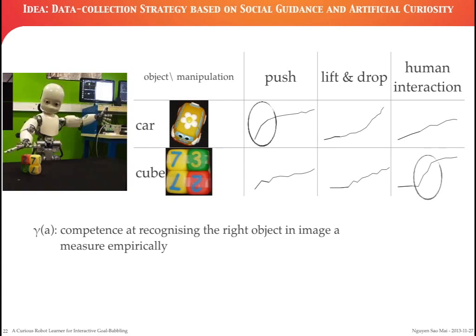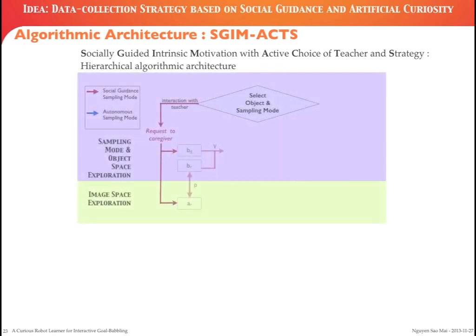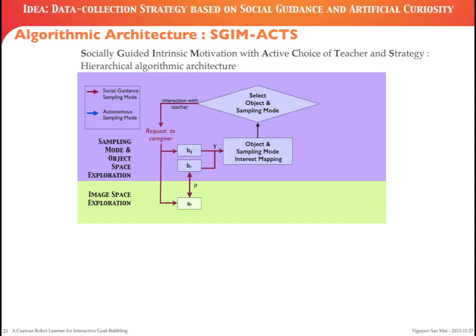So to build this system, we designed an algorithm called SGIM-X, which is an algorithmic architecture for hierarchical learning on two levels. First, it selects the object and the sampling mode that it wants to use. If it learns by interaction with the teacher, it will request it to the teacher, who will show an object B_J. And by showing this object, it will generate an image as input to the robot, which is A_R. And you use your recognition algorithm to recognize it as an object B_R. And the difference between the real identity of the object B_J and what you thought it was will give you the competence measure of how well you could recognize B_J. And this will give you the measure to fill in that table of competence interest mapping and to compute the progress, so that at the next time step you can better decide which object or sampling mode you want to use.